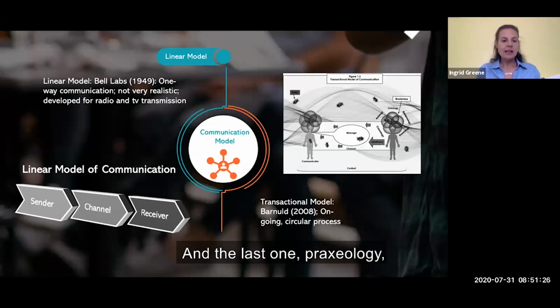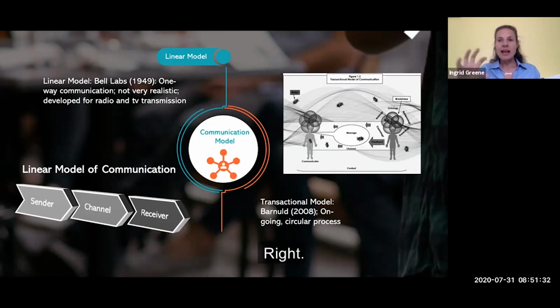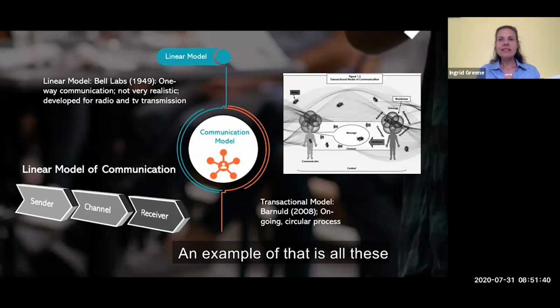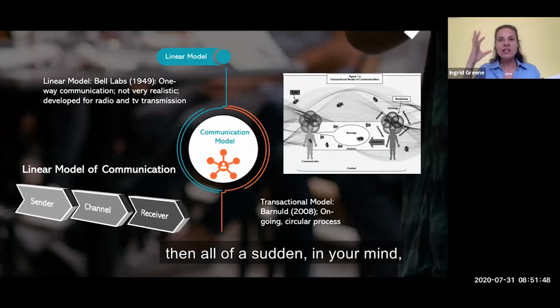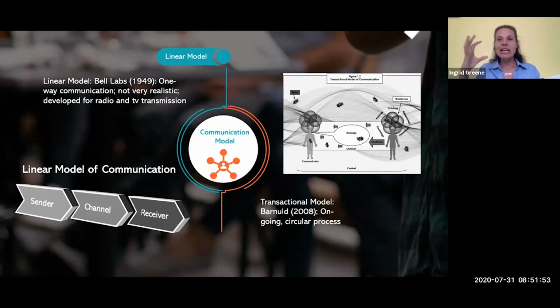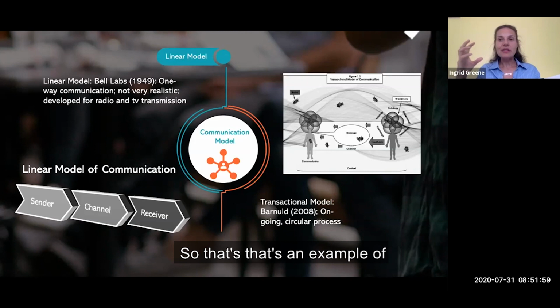And the last one, praxeology, our preferred method of completing everyday tasks, right? And how we organize and like to hear information. So all these things go into how we're understanding a speech. An example of all these different things is, if I were to start talking about my dog, then all of a sudden in your mind you have an image of a dog. But right, is that a greyhound? Is that a corgi? Is that a Maltese? Is that a big dog, a small dog, a white dog, a black dog? So that's an example of when I speak, every audience member has a different way of receiving the message.